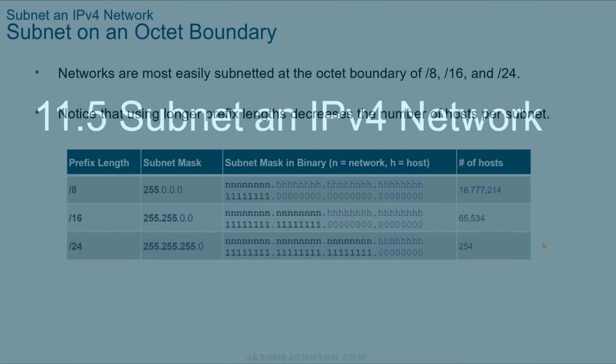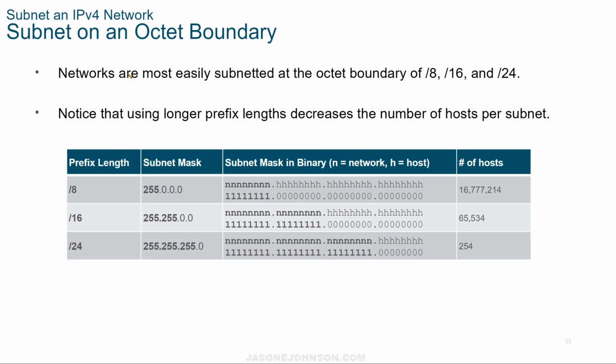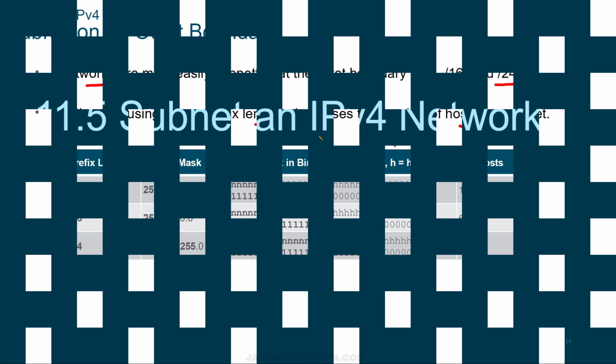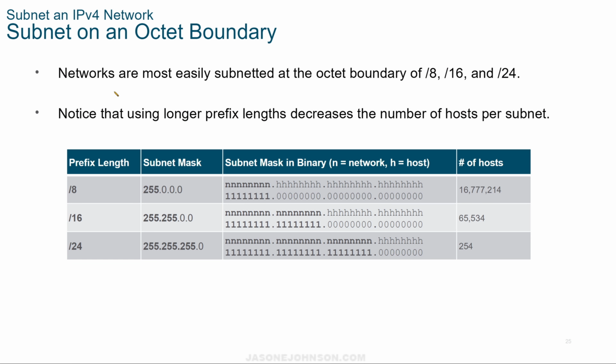Subnetting an IPv4 network: when we subnet an IPv4 network, networks are most easily subnetted at the octet boundary of /8, /16, and /24. And we notice that using a longer prefix length decreases the number of hosts per subnet.